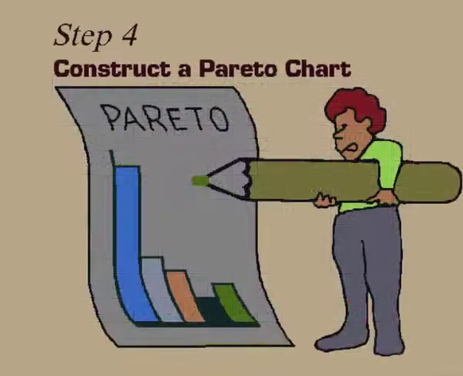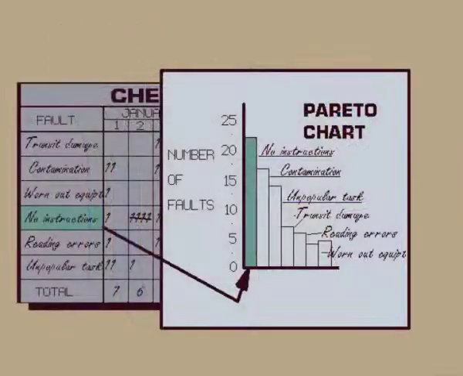The fourth step is to construct your Pareto chart from the data you have recorded on your check sheet. You can see that the check sheet is an important step. If it is done correctly, it is a simple matter to select the most frequent fault and use that data to make the left column, then the rest in descending order to the right. Some of the minor faults are grouped in the other column, which always appears on the right.